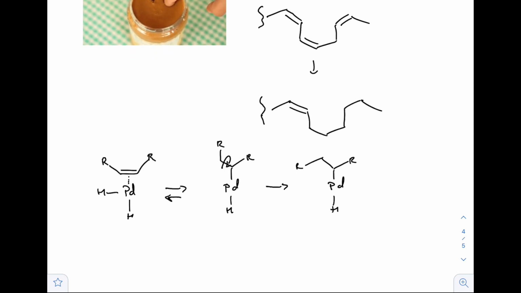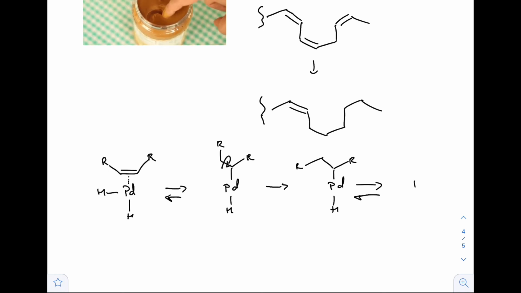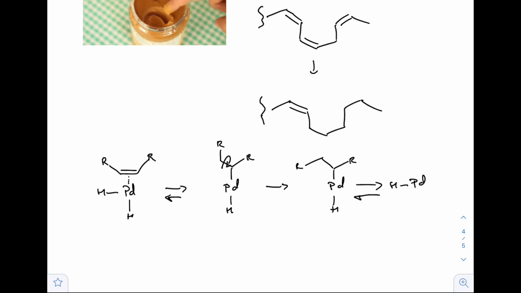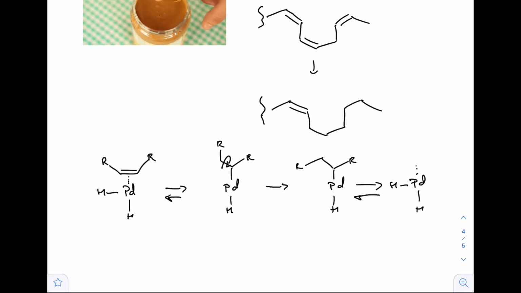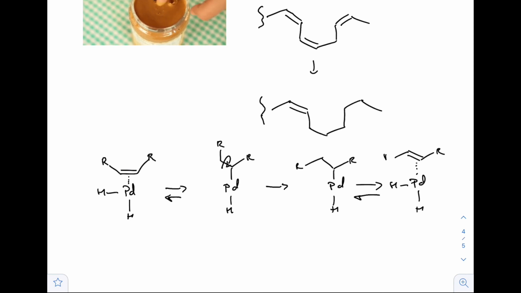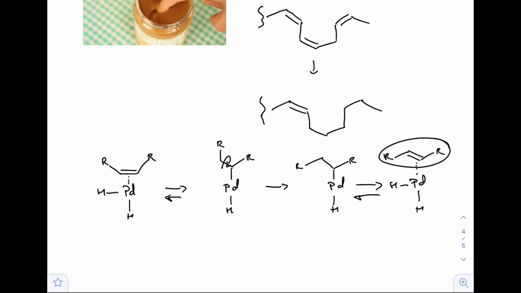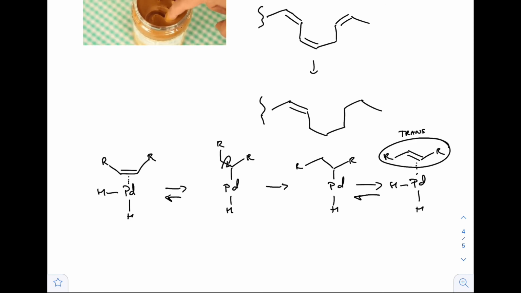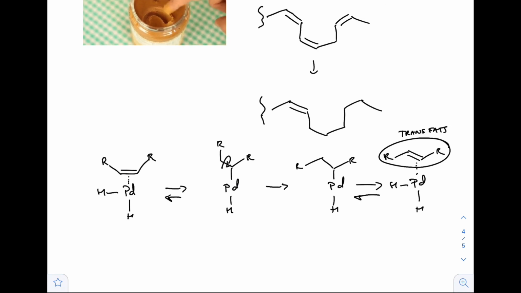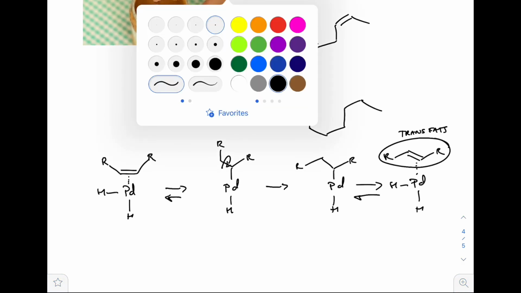So let's say rather than adding that last hydrogen from there, we remove the hydrogen that we just added, but it's in a different orientation now. And so what we end up getting is an alkene that is not cis anymore, but is trans. Trans fats are what we just created.